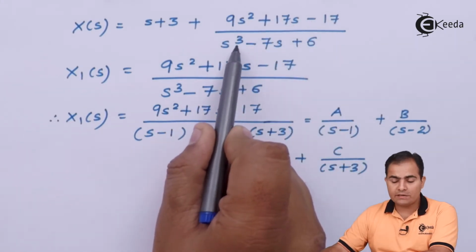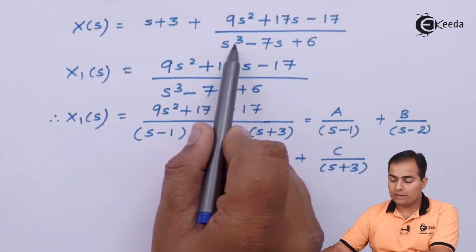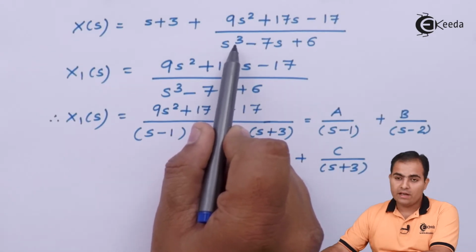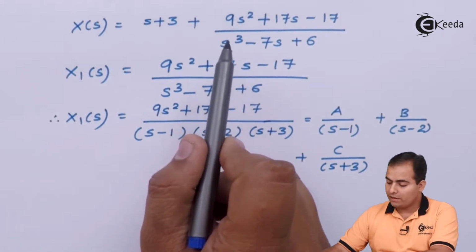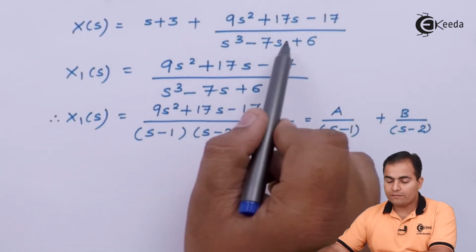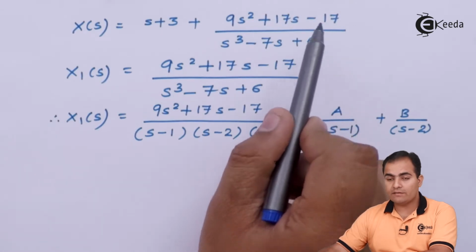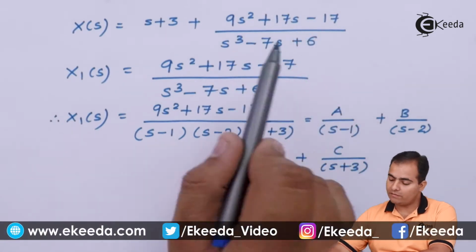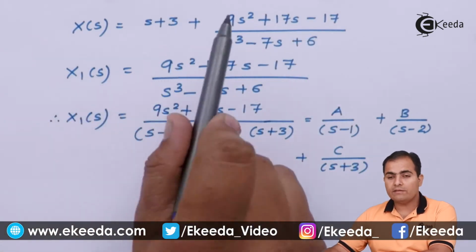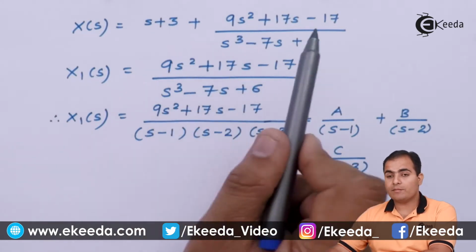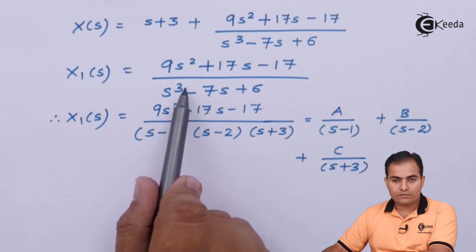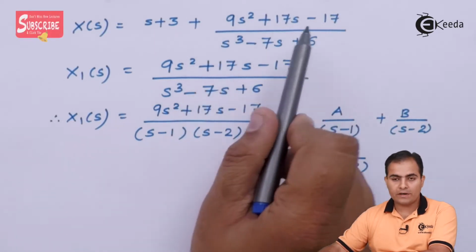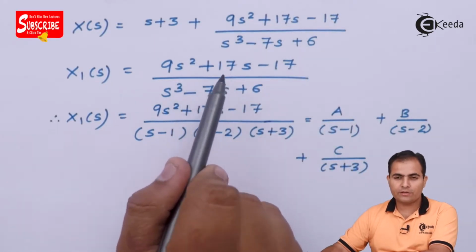Why did I say a, b, c? Because here the order of the denominator is 3, and if the order is 3, it means we will have 3 different poles. So first of all I'll find out the factors, and then we'll move on to partial fraction, and once I get the values of a, b, c, then we'll find out the whole inverse Laplace transform, or you can say the inverse Laplace transform of the whole X of s. So first of all, this one is my X1 of s. I have replaced this whole part by X1 of s because we have to find out the partial fraction of it.